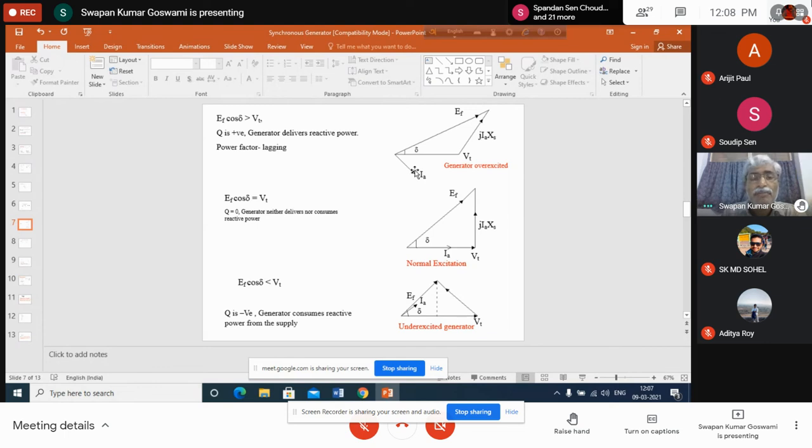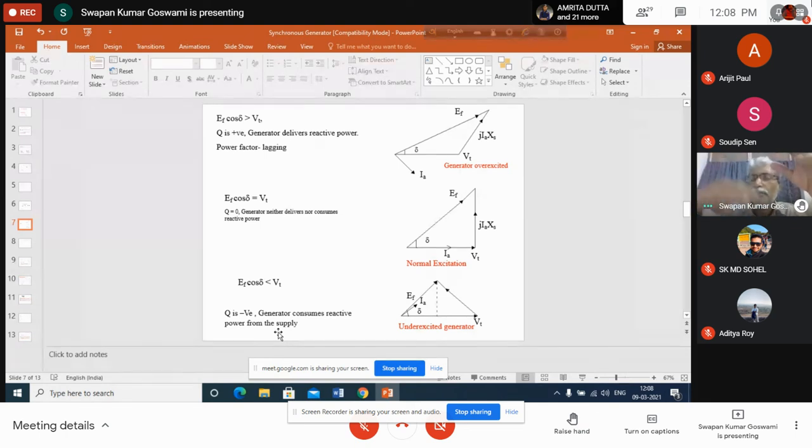Is it clear? Now, consider this situation when EF cosine delta is less than VT. This is EF and this is EF cosine delta, so it is less than VT. Obviously, Q will be negative. Negative means the generator will consume reactive power. Who will be supplying it? The generator is connected to the power system, so the power system will supply reactive power to the generator. That means reactive power will flow from the power system into the generator.